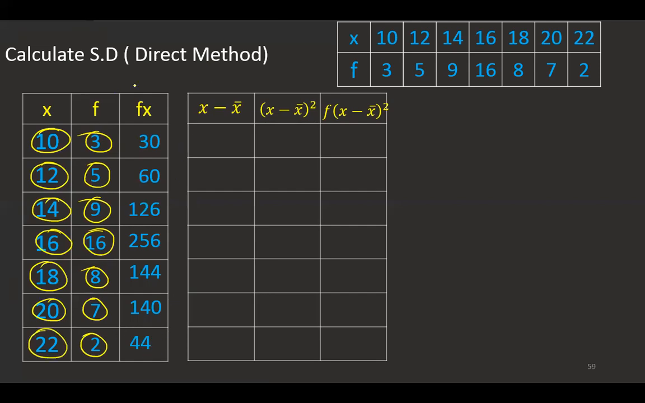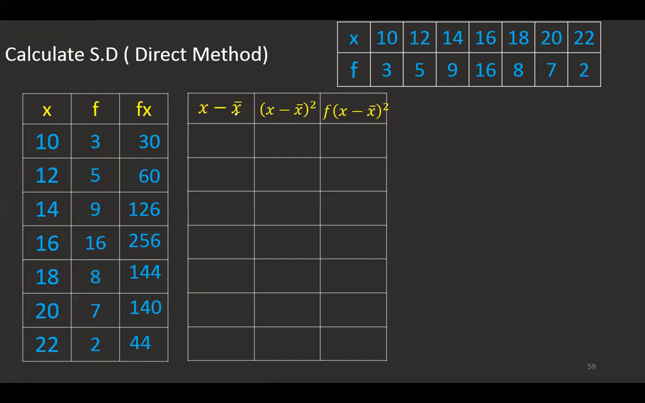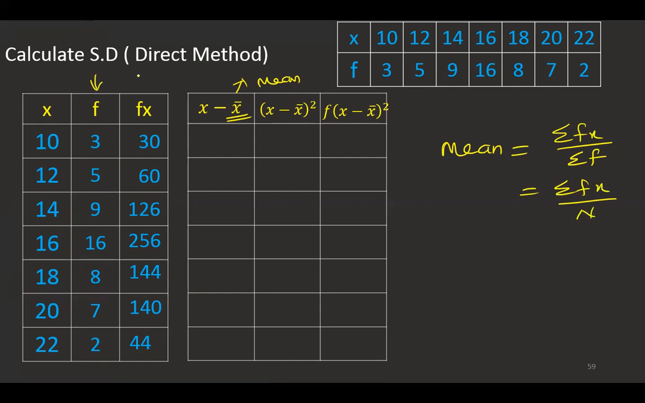So now, once I have calculated this f of x, the next column here is x bar. Note it down here, we are having an x bar. X bar is nothing but the mean for discrete series. How to calculate the mean for discrete series is sigma fx by sigma f, or I will write it as sigma fx by n. I have to total this column as well as these two columns. I'm going to total it here. You can see, then we will proceed.